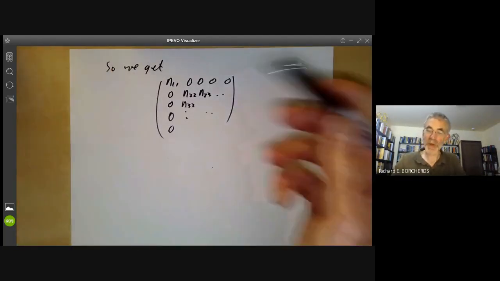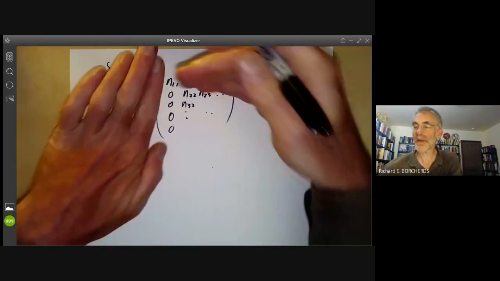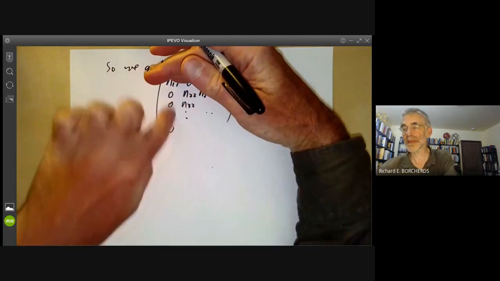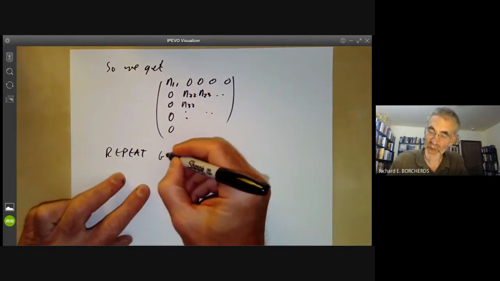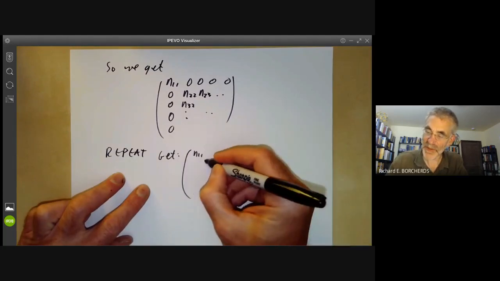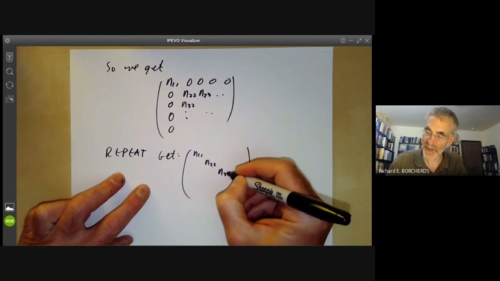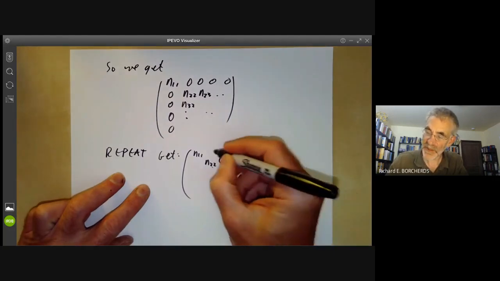And now we can just repeat this. So we forget about the first row and the first column and just repeat the same thing on this smaller matrix here. And what we end up with is something that looks like this. We've got n11, n22, n33, up to nkk, and all the other entries are zero.